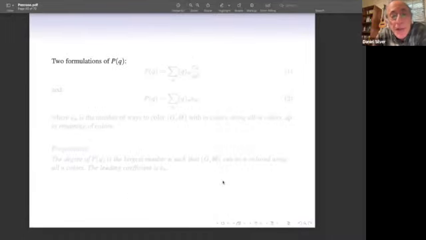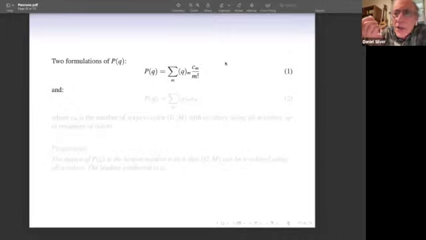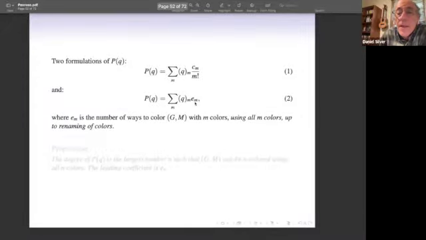So now we get two formulations of the chromatic polynomial. One is a summation of these falling factorials times Cm divided by M factorial, just as we had a moment ago. But now think about what Cm divided by M factorial really means. It's the number of ways to color with exactly M colors, but then you get to rename the colors if you divide by M factorial. So Cm divided by M factorial, we're going to denote by Em. And it's going to be the number of ways to color with M colors using all the colors, but up to renaming the colors. So it's just some terminology.